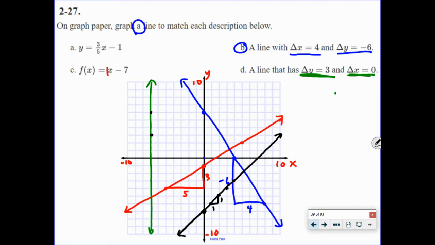All right, the functions are A, B, and C. D is not a function. Why is D not a function? Because this input, in my case, -7, has all these billions of outputs. Every single one of these.